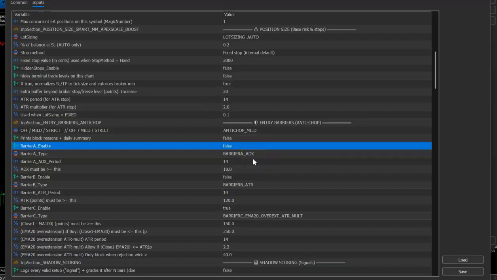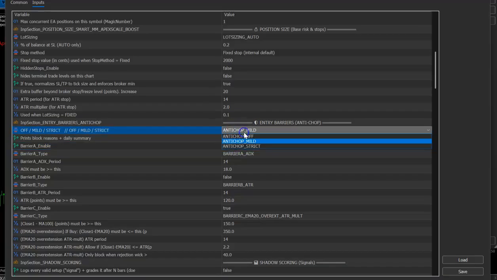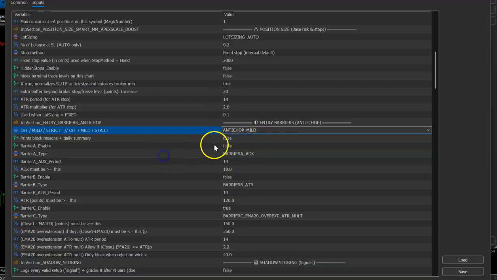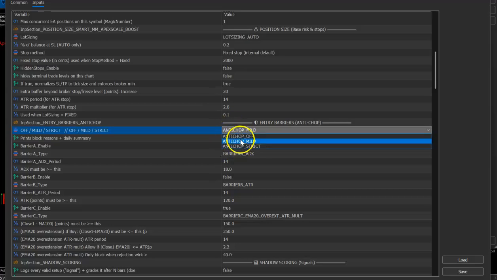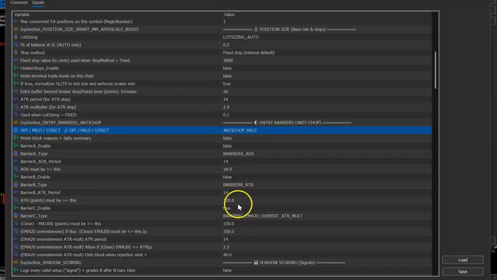The ADX barrier is a trend filter barrier. You can have that on or off. If you're using one of these features, mild or strict, you just make sure ADX is disabled, as mild and strict is choosing the best settings for both the ATR barrier and the strict barrier.